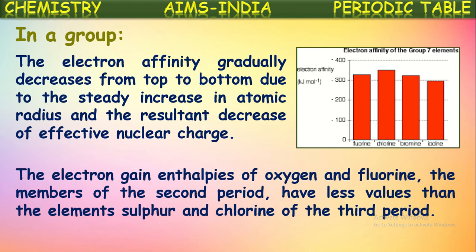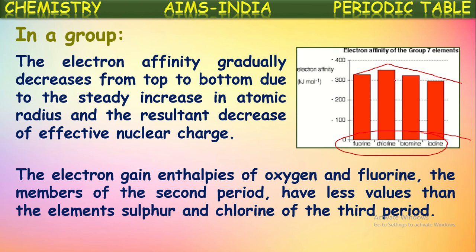The electron gain enthalpies of oxygen and fluorine, the members of the second period, have lower values than those of sulfur and chlorine of the third period. So we are telling here that electron affinity in a group decreases from top to bottom. But if you observe the seventh group elements, the halogens fluorine, chlorine, bromine and iodine, from fluorine it increased to chlorine and then decreased till iodine and astatine. So here the second period element fluorine has lower electron affinity than the third period element chlorine.